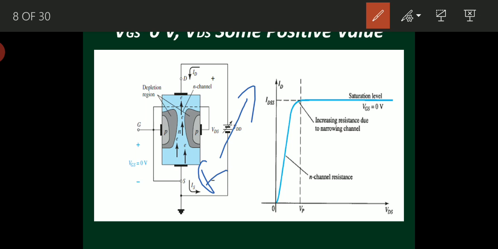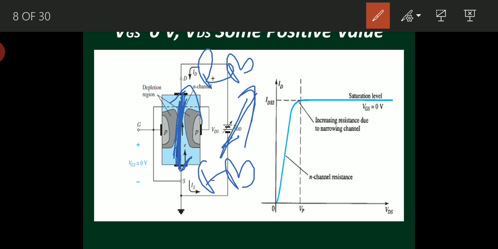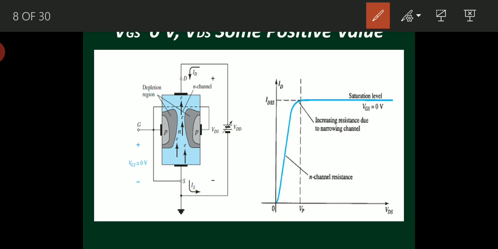Source terminal will get more forward bias and drain terminal will get more reverse bias. As electrons are the majority charge carriers here, these electrons will get repelled much more by the negative terminal of the battery. Why? Because I am increasing this VDS or VDD. So what will happen? More charge carriers will move from source to drain.